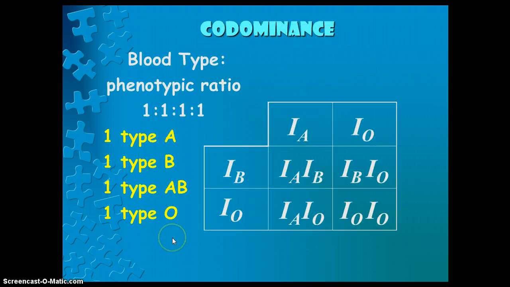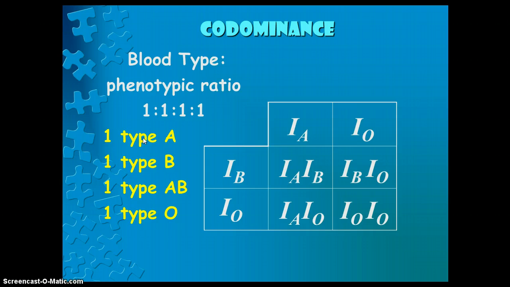Now, here's a really good example of codominance. It's also a great example of multiple alleles, which I'll talk about in just a minute. Blood type is a great example of codominance because we have type A, type B, type AB, and we also have type O. Type O is recessive, okay? But type A and type B are both equally dominant, and they display codominance when they are both present in the phenotype.